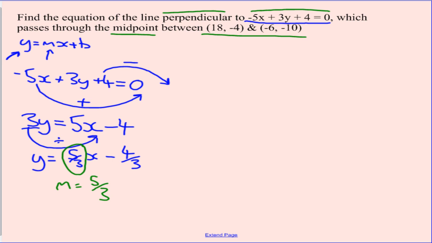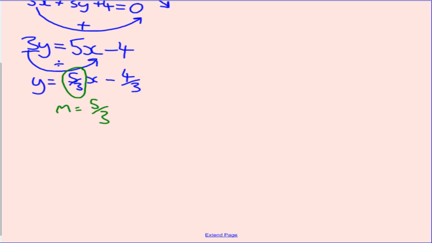That's not quite the end just yet. We need to rearrange that gradient so that we have the perpendicular gradient to that one. So we're going to label that one as m1. m2 is going to be that gradient flipped. So instead of 5 over 3, it is now 3 over 5. And because our original gradient was positive, this one needs to be negative. So this is the gradient we need to use in our answer when we get there.